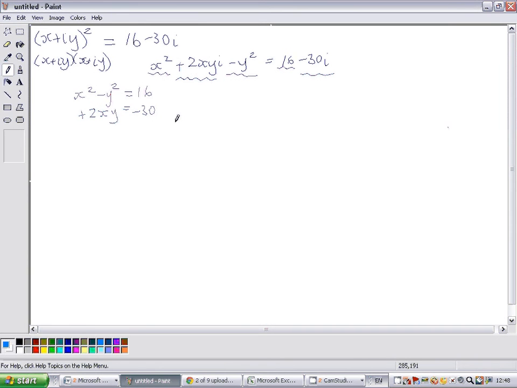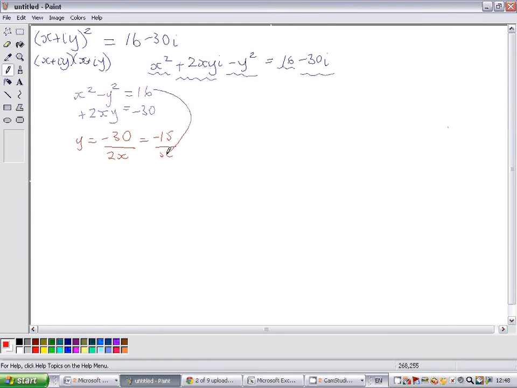Now, these are simultaneous equations. You've probably solved similar to this in C1. What I'm going to do is rearrange the second one and sub it into the first one. So if I rearrange this, you can either get x equals or y equals, doesn't matter, whichever you prefer. So I'll put y equals minus 30 divided by 2x. And I'll cancel that down. 30 over 2 is 15, so it's minus 15 over x. So that's the expression I'm going to put into this quadratic.